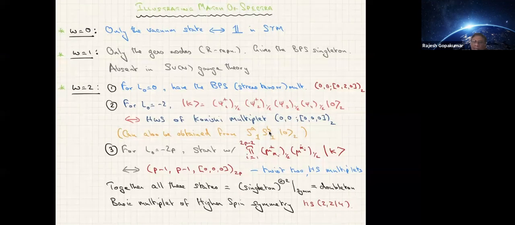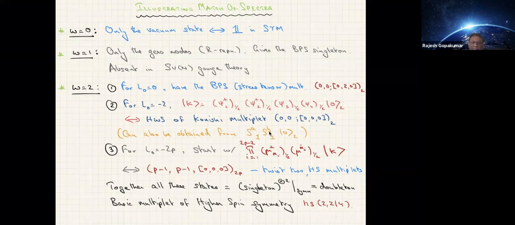So let me illustrate it quickly. For W equals 0, there was only the Neveu-Schwarz vacuum, and that corresponds to the identity operator in super Yang-Mills with 0 letters. So that's very natural. When W equals 1, you get a single letter. So it's the BPS representation which corresponds to the singleton. And as I mentioned earlier in response to the question, this is absent in an SU(N) gauge theory, but is present in a U(N) gauge theory.